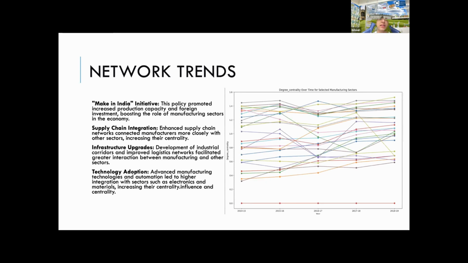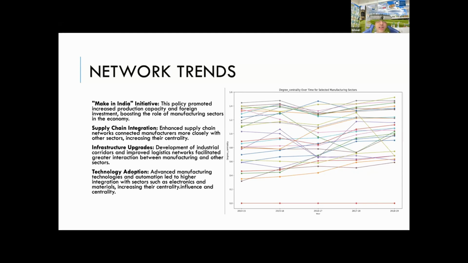Firstly, the Make in India initiative. As you can see on the right, first, the degree centrality over time for the manufacturing sectors has shown a gradual uptrend. It has overall had an increase throughout the 5 years. This can be attributed to the Make in India initiative that was launched by the Modi government in 2014. This policy promoted increasing production capacity and foreign investment, boosting the role of manufacturing sectors in the economy.